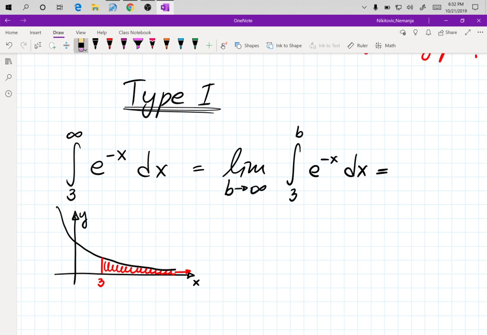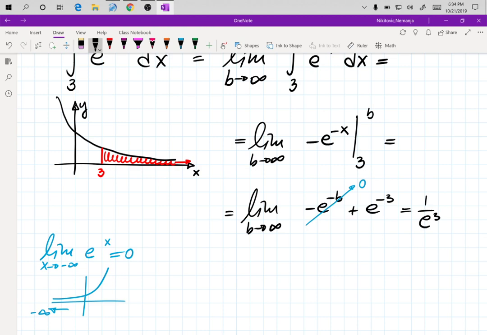If I draw e to the x, it looks like this, but you are going to negative infinity. Negative infinity is this way, so the answer is 0, which is why this will go to 0. And the answer is 1 over e cubed. Now we say it converges to 1 over e cubed. You can come up with decimals, right? In general, we don't spell out the converges, we just say converges to 1 over e cubed.